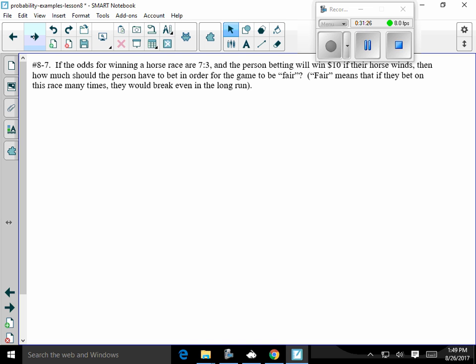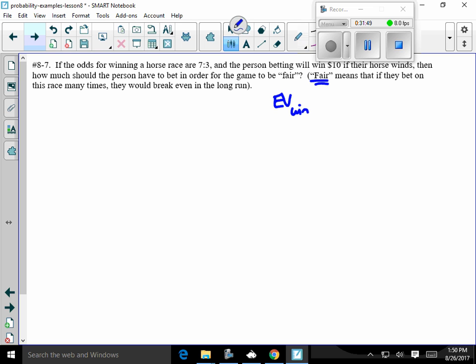Okay, so it says for fair, we want to have a fair game. Whenever we talk about that, I'm hoping that you think fair relates to the idea of expected value. If we can find the expected value for winning, then what we should bet should be exactly equal to what we'd expect to win on average. And if that's true, the game is considered to be fair.